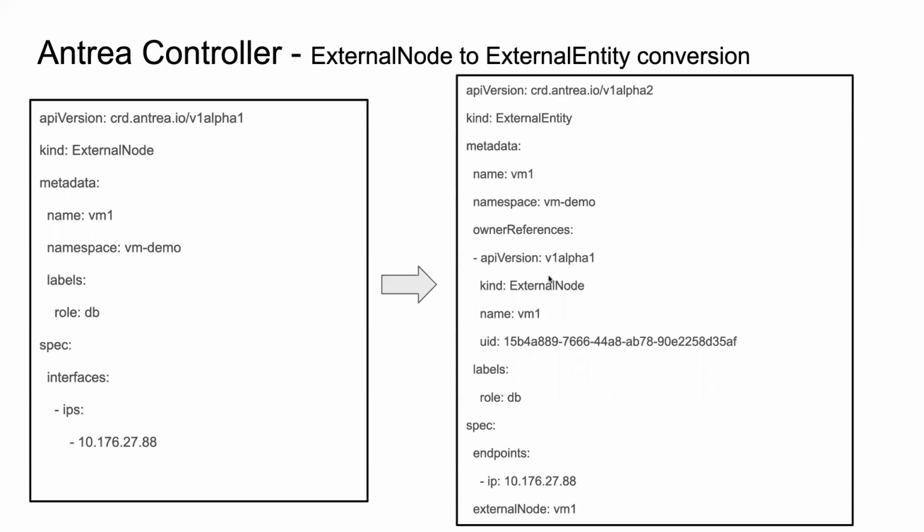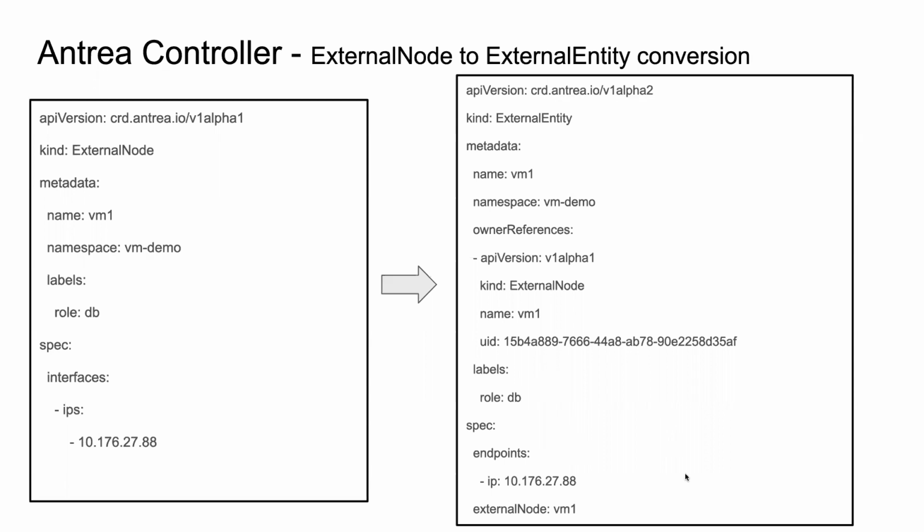You mean if the user accidentally modifies the field? For the current implementation, if the controller restarts, we will reconcile all the external nodes and it can change it back. But while the controller is running, we don't check the external entity periodically to make sure the user doesn't make any modification.